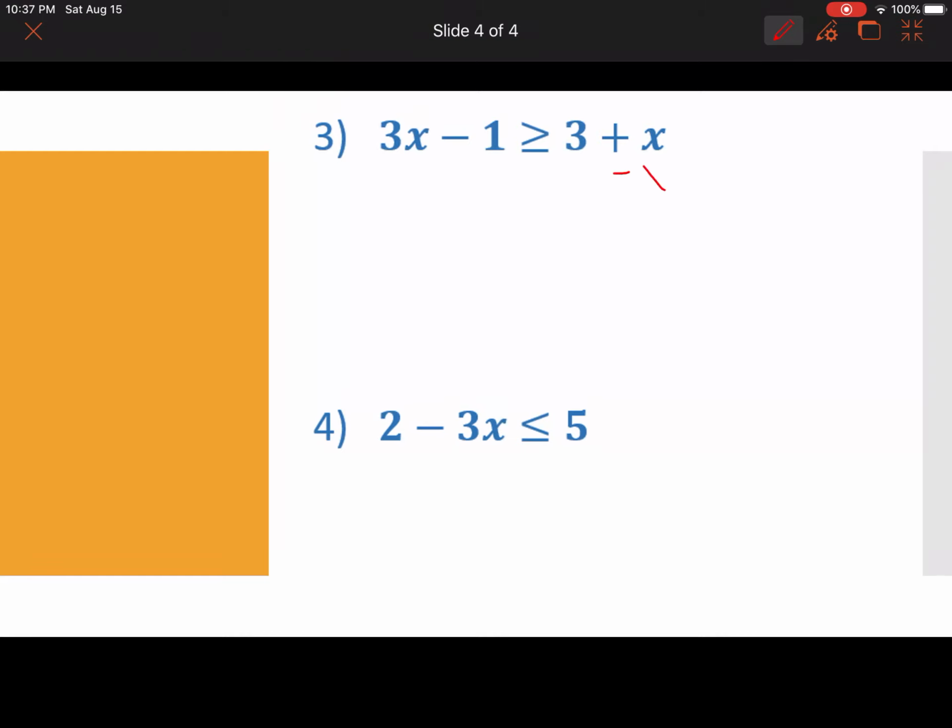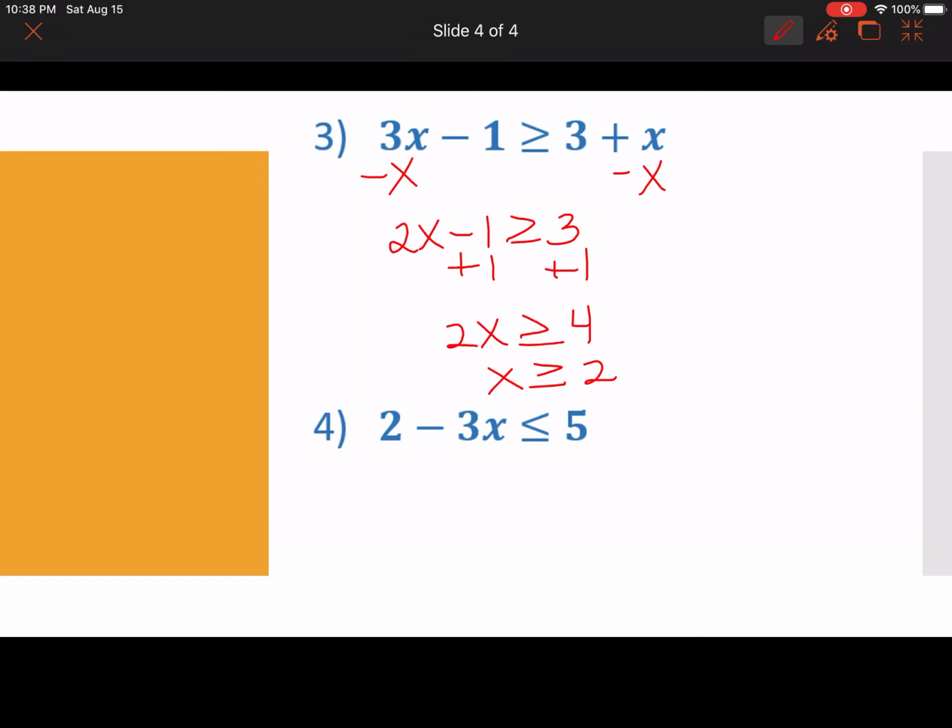I'm going to subtract the x. And then I'm going to add the 1. And then I'm going to divide by 2. So x is greater than or equal to positive 2, bracket 2 to infinity.